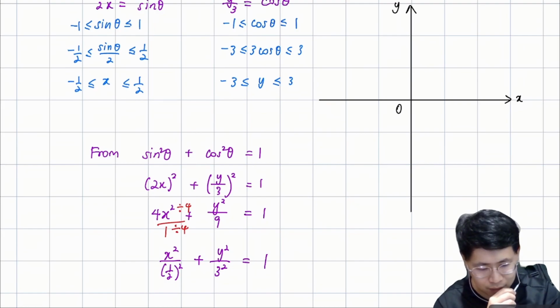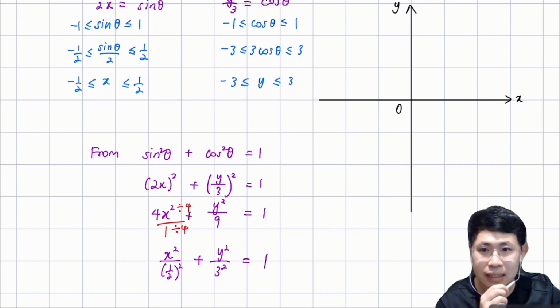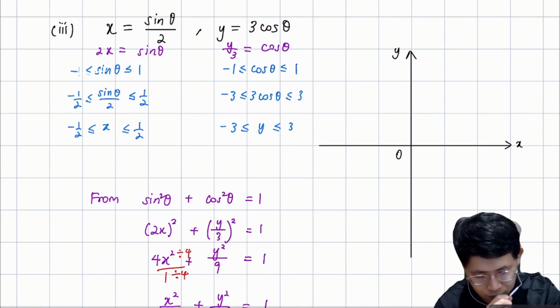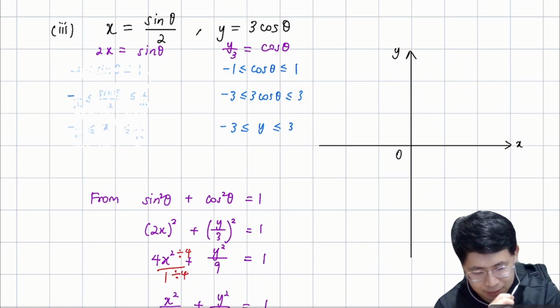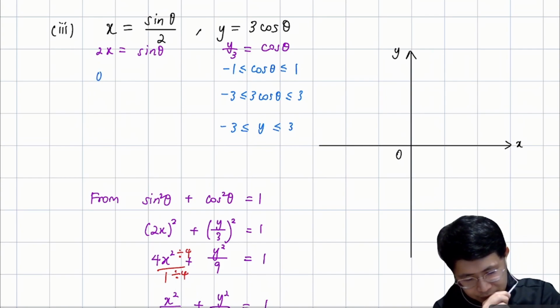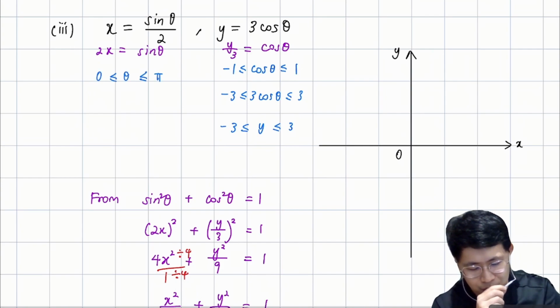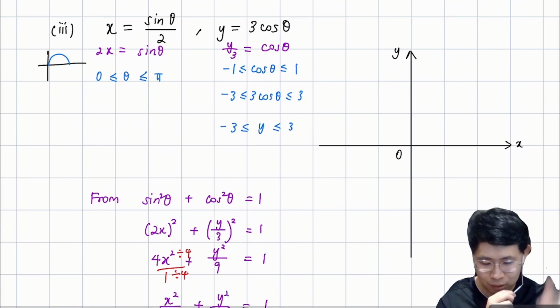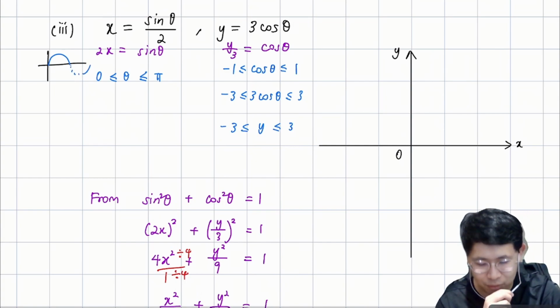Now, we have to take note. For this ellipse, sorry, I missed out something for this part. I missed out something for this test, because they gave us a bound. They gave us theta between 0 and pi. Between 0 and pi, if you look at the graph, the graph will look something like this over here, correct? Between 0 and pi, and the remaining will be over here.